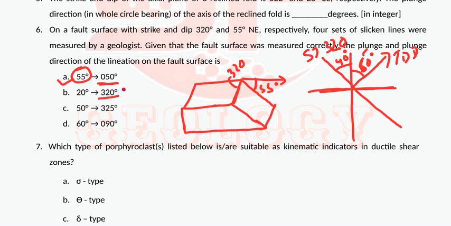In the 320 direction, it will be the strike direction, so the dip will be 0, which is not correct. And for 325, it is very close to the strike, so the dip should not be 50, it will be less than 50. And 60 degree cannot be the plunge because the true dip is 55 degree.